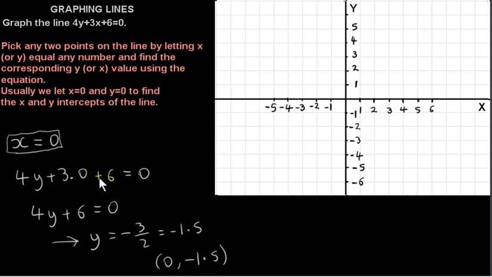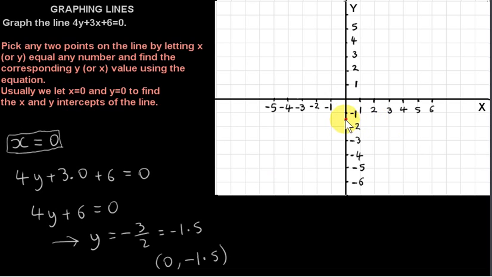This point satisfies the equation. If we were to plug this point into the equation, it would satisfy it. In other words, we would get 0 on the right hand side. That means that this point is on the line. So let's look at this point. X is 0, y is minus 1.5. It's actually this point here.